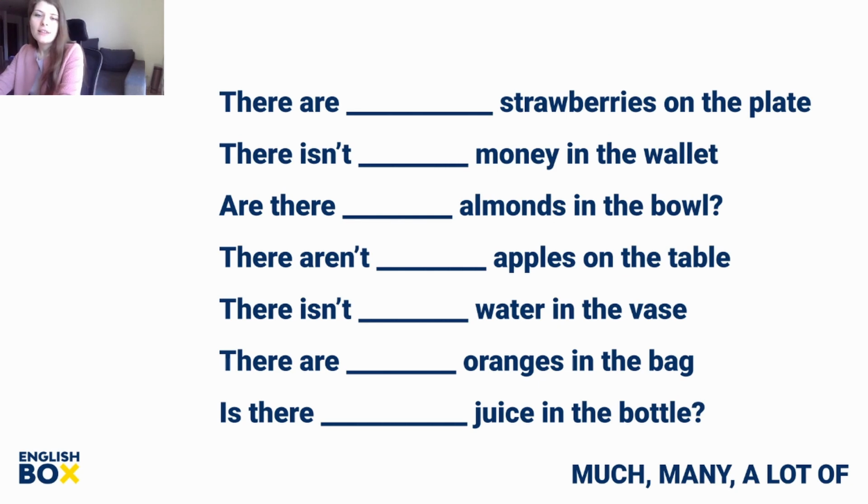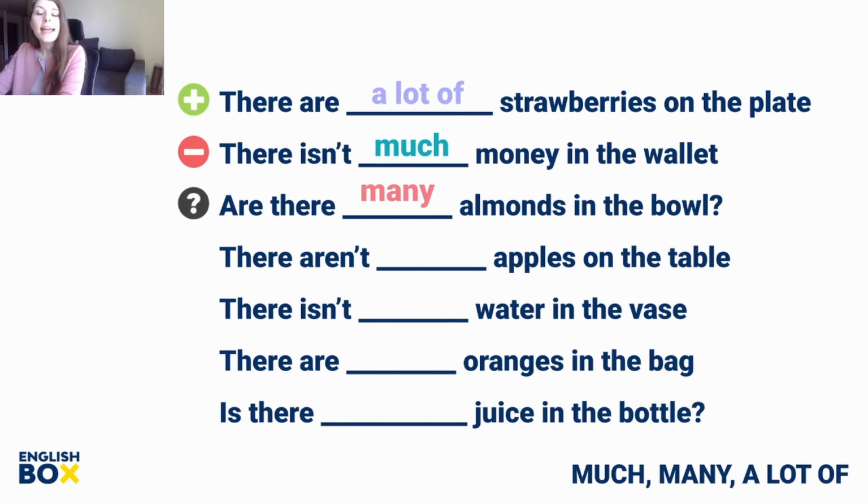Okay, let's start. There are strawberries on the plate. That's right, there are a lot of strawberries on the plate because this is a positive sentence. Okay, the next one. There isn't money in the wallet. You're absolutely right. There isn't much money in the wallet because money is uncountable and this is a negative sentence. Okay? Are there almonds in the bowl? That's right. Are there many almonds in the bowl? Because almonds is a countable noun and this is a question.